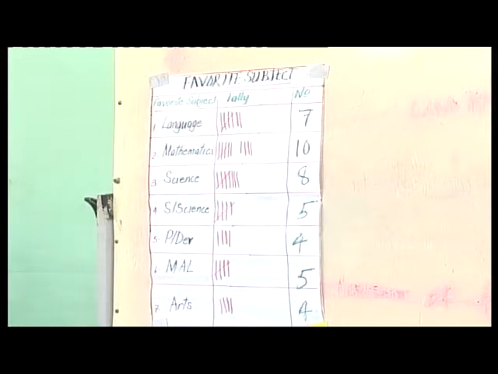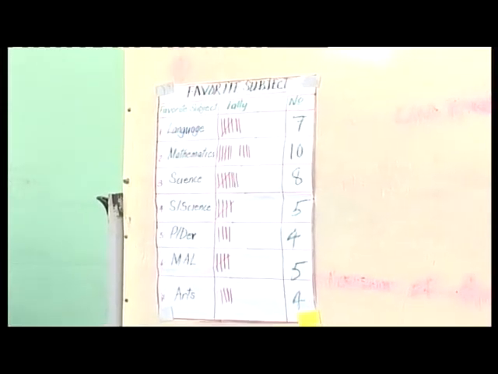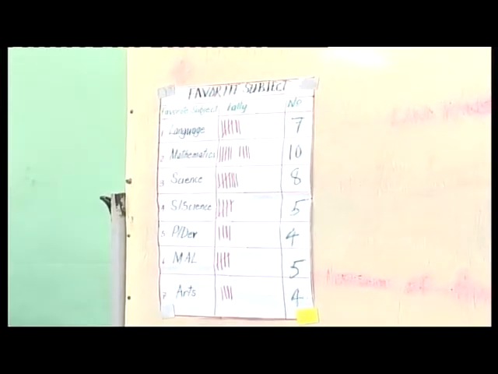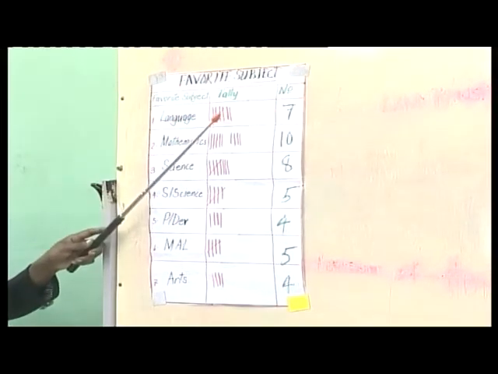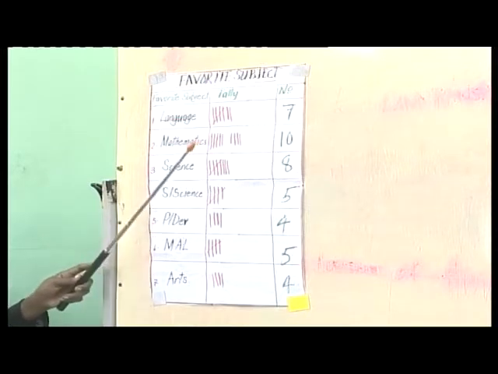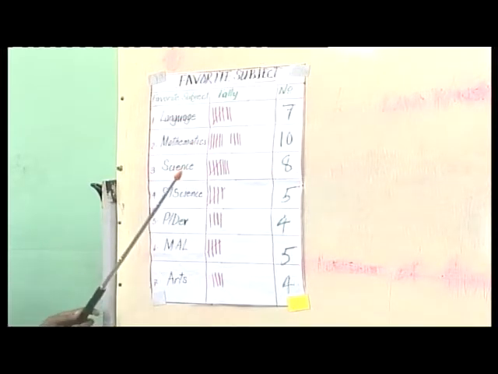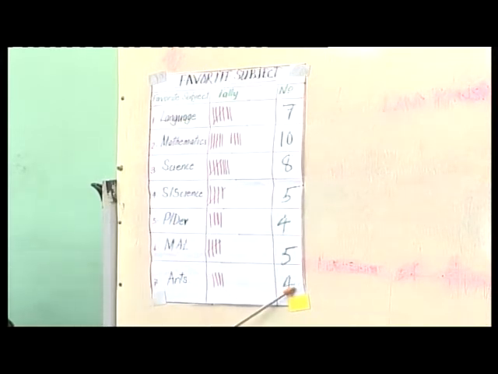Okay, class, you were given an exercise to complete to see how many students favored each of the subjects that we normally learn in school. And here is the complete table that you have. 7 people like learning language. We have 10 for mathematics, 8 for science, 5 for social science, 4 for personal development, 5 for making a living, and we have only 4 people for arts. These are the number of students that like each of those subjects.